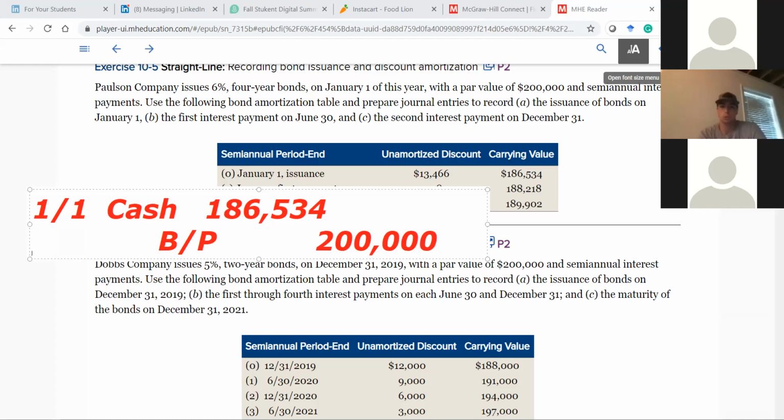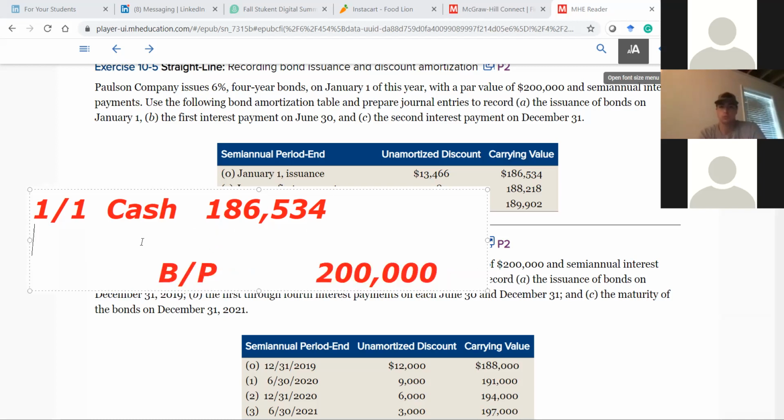So I am off by a certain amount here. What am I off by? Well, what do we call this? Is this a discount or a premium? Discount. We got a discount. We're getting less. It's a contra liability account, discount on bonds payable.